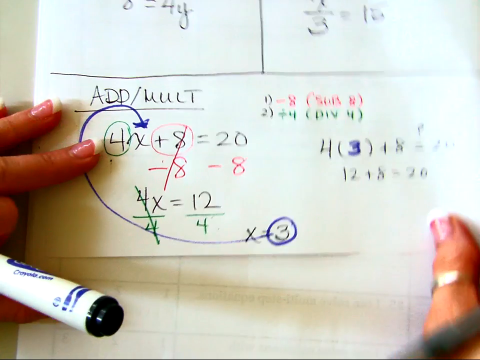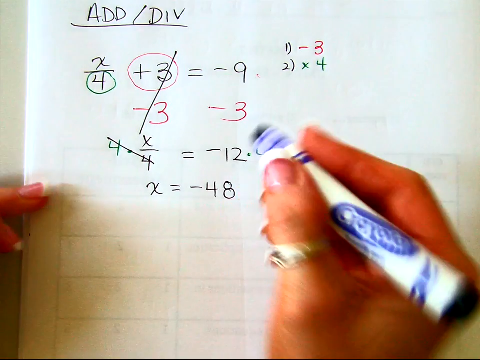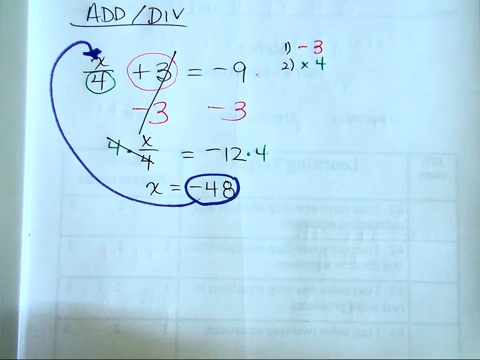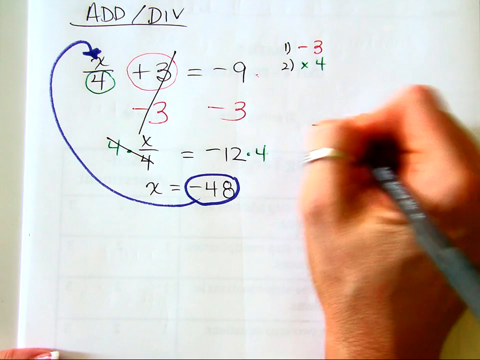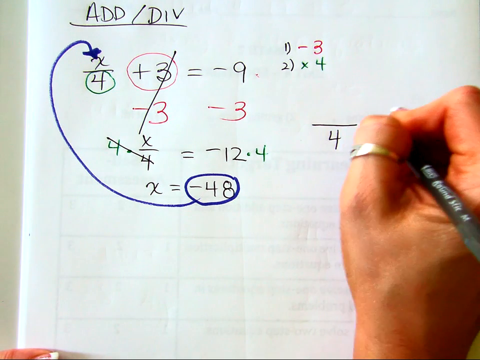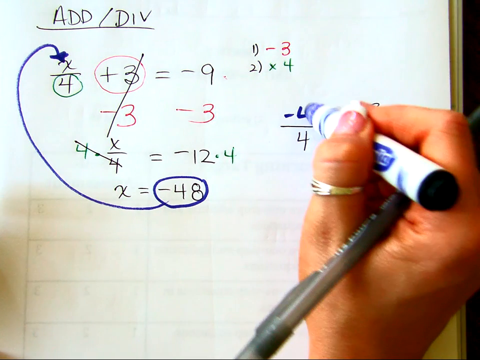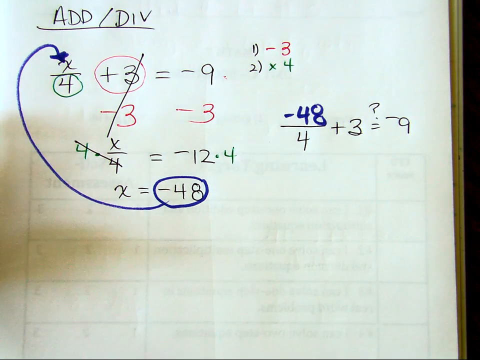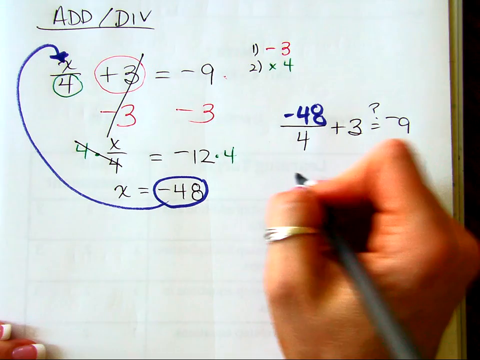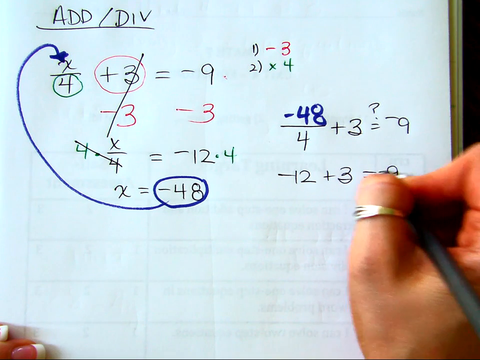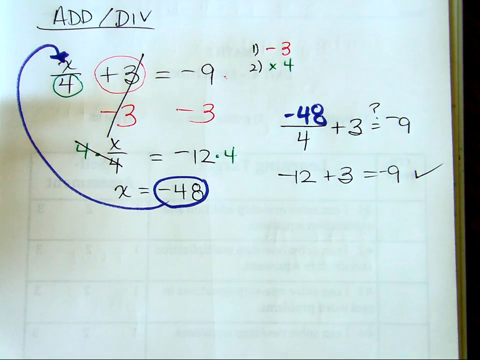Okay, let's check this one. Negative 48 is what you're telling me x is. So let's see if we're right. Is negative 48 divided by 4 plus 3 equal to negative 9? Negative 12 plus 3, yes, that's equal to negative 9. It checks. Negative 48 is right. Good? Okay, let's keep going.